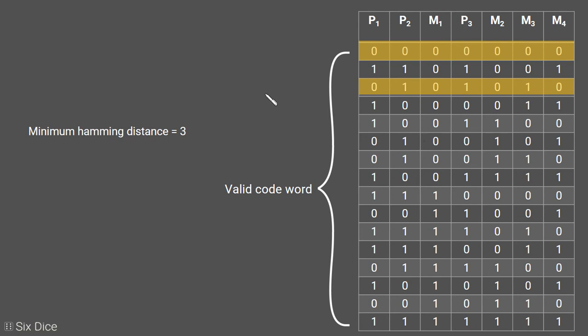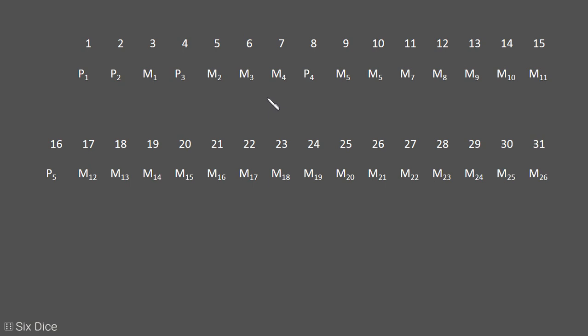Now let's understand with a 31-bit block. Hamming code for 26 message bits and 5 parity bits means a 31-bit block length, where parity bits are placed at 2 to the power 0, 2 to the power 1, 2 to the power 2, 2 to the power 3 and 2 to the power 4 places. Now all these parity bits are set using different message bits.